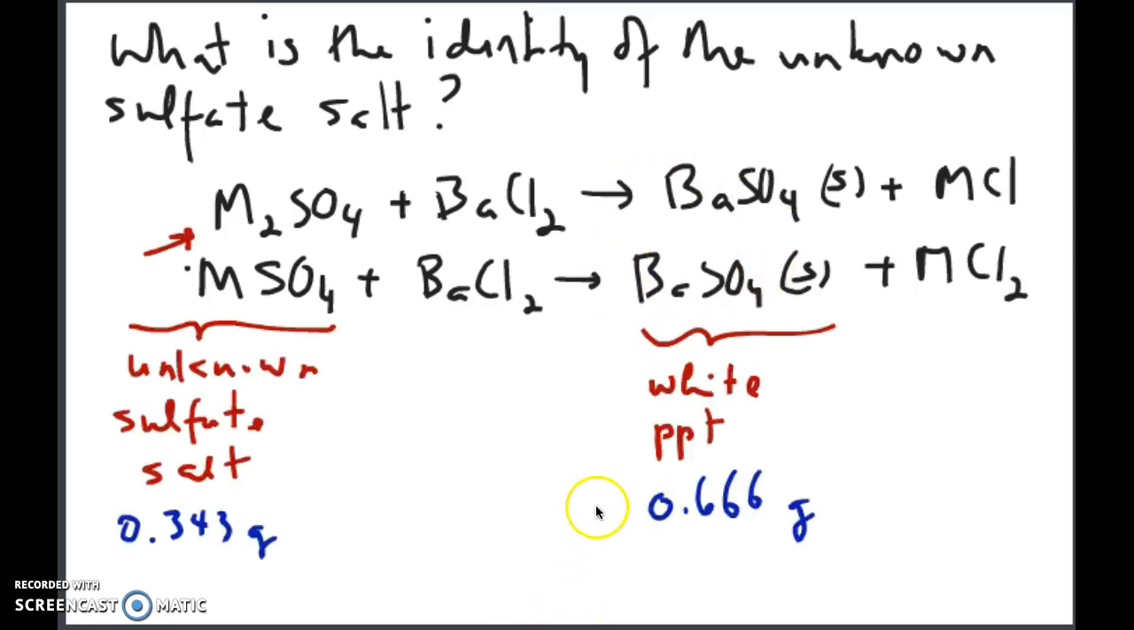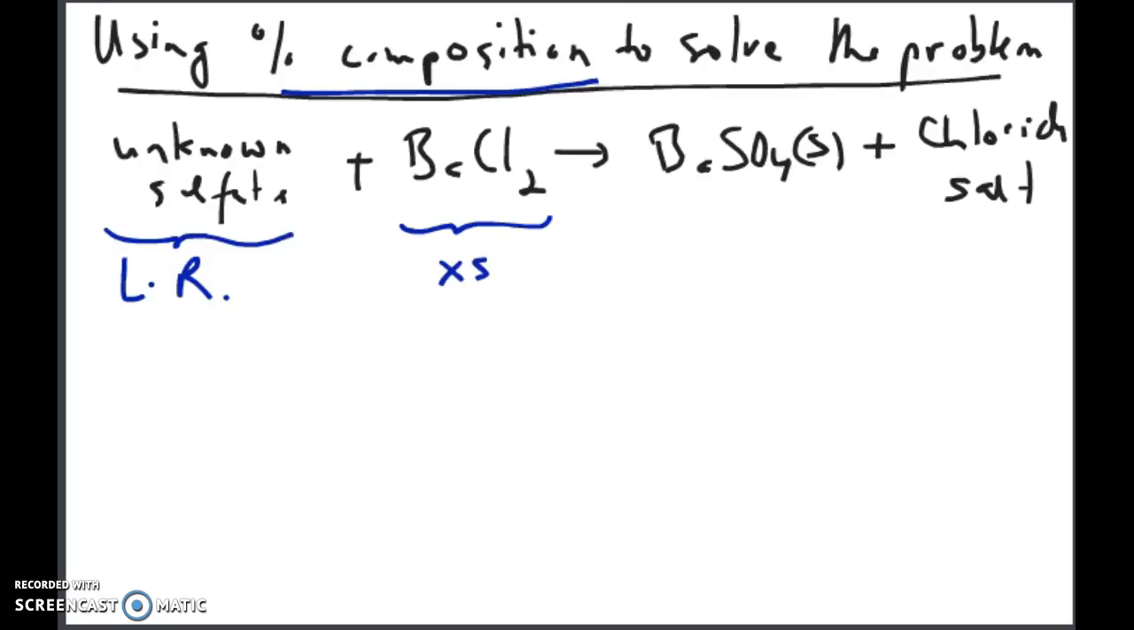Just to restate the problem, we have 0.666 gram of that barium sulfate, or the white precipitate, and originally we weigh 0.343 grams of the unknown sulfate, and again it could be either one of these formulas. There are two ways to solve this problem. One way would be to use a mole-to-mole relationship between the barium sulfate and the unknown sulfate. But what I want you to try to do in this case is actually to use percent composition to solve the problem, and I'm going to explain in this video how to do that.